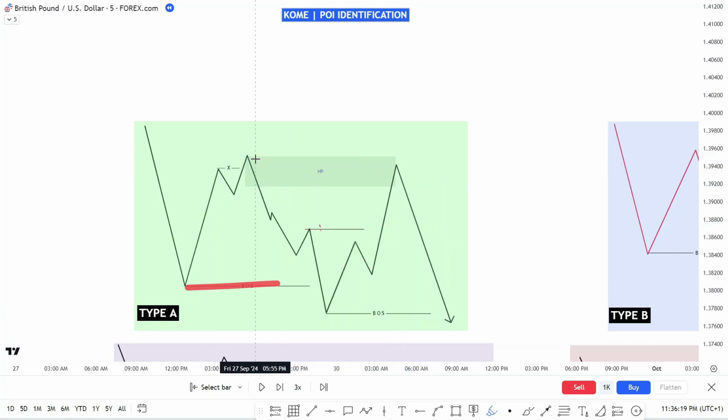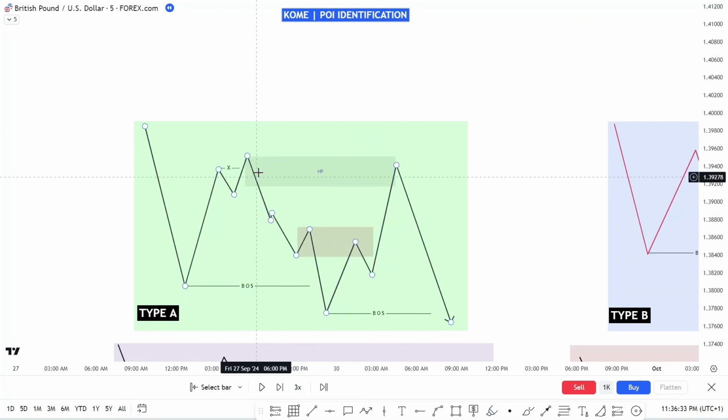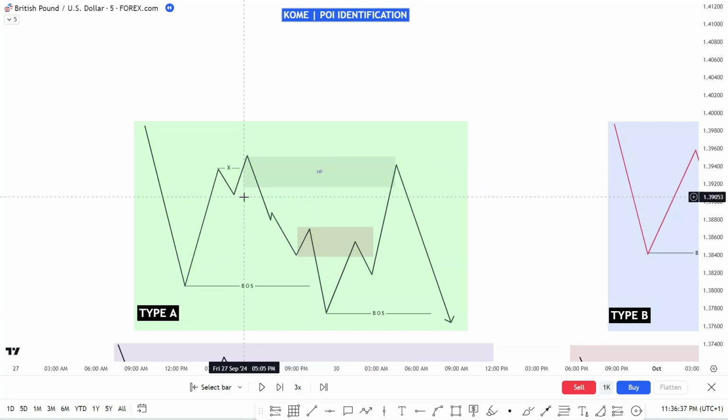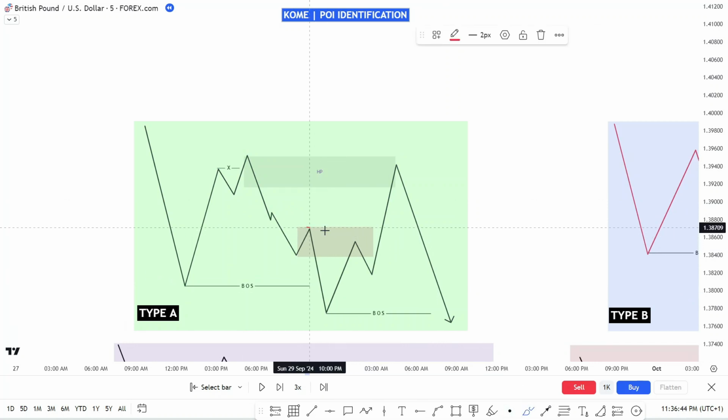There are two things that make this. Let me show you now. There are two things that make this zone a high probability order block. The first is that it has inducement below it. And where's the inducement below it? This is the inducement below it. And secondly, it swept liquidity.